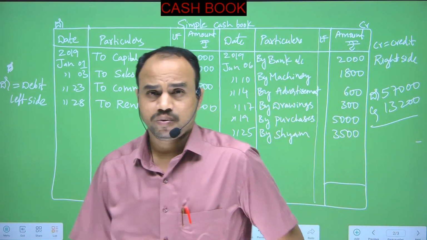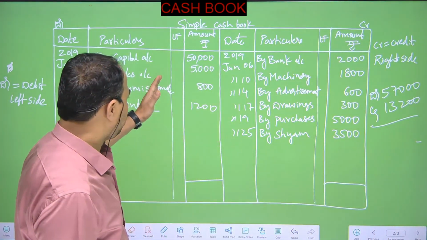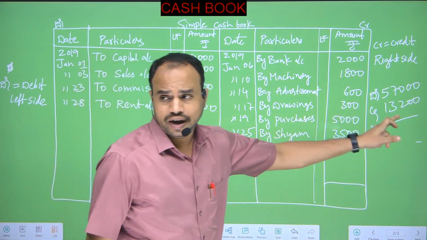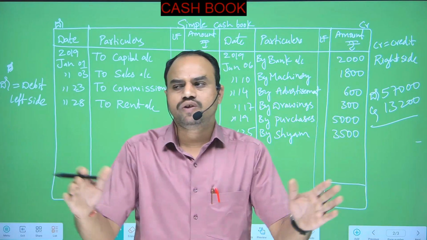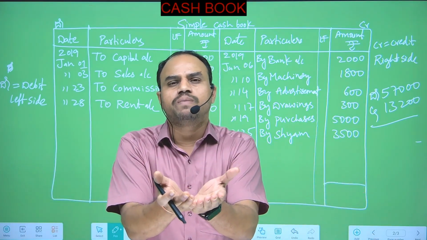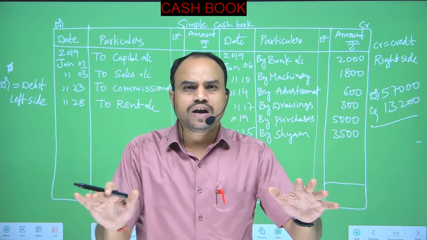Are both the same? Both are not the same. Debit side total we got 57,000 and credit side total we got only 13,200. So both sides are not equal. Now we have to make it equal. That is called balancing.